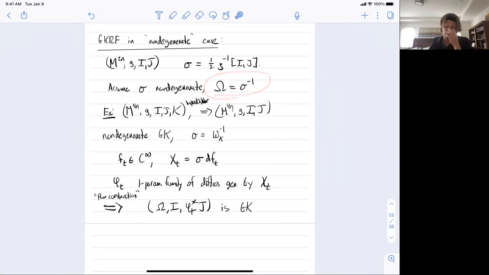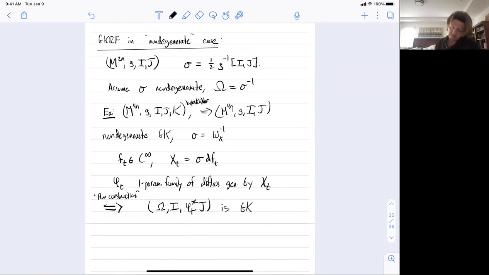non-degeneracy. If you know omega, I, and a complex structure, then you can recover the metric just algebraically from those tensors, and then with the metric recovered according to this formula, that triple is generalized Kähler. So the point is, algebraically these three suffice to recover the metric, and then with that metric, the triple g, I, phi t star J is generalized Kähler.